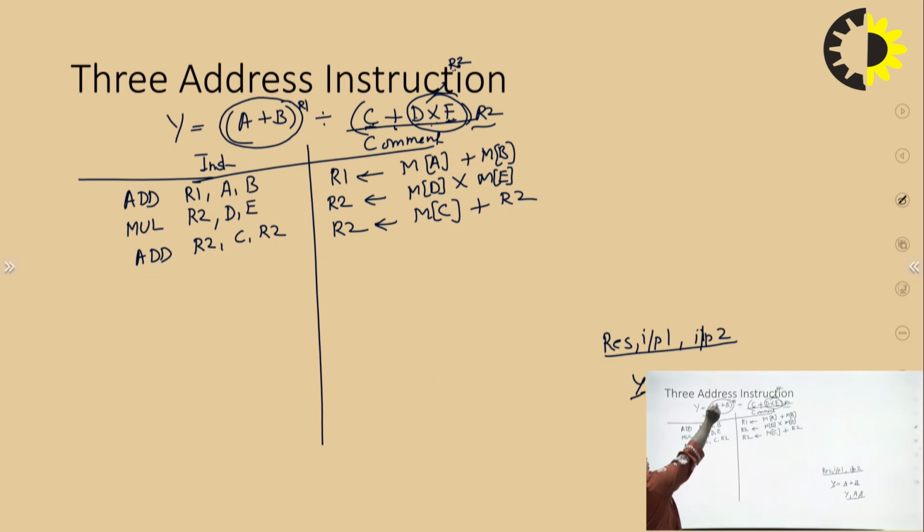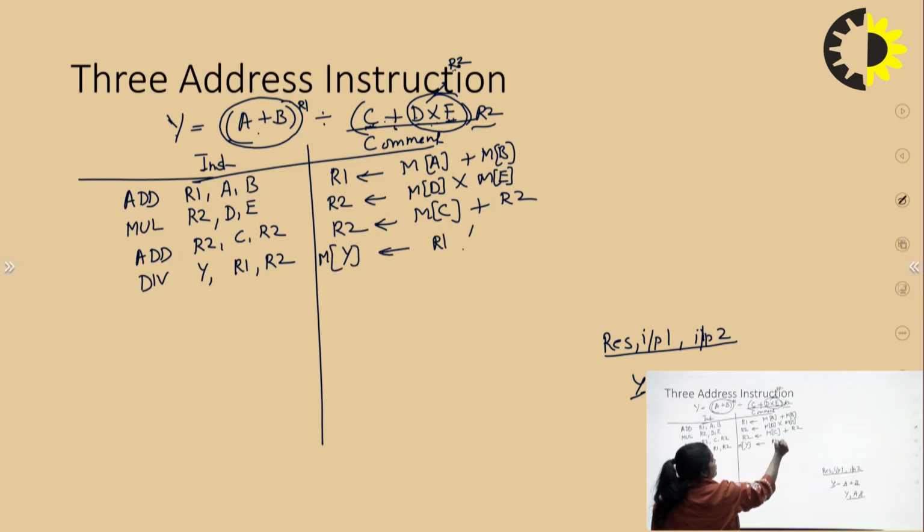Now again there is y equal to, and in both these relations there is a divide operation. So you can write it as DIV, and in this divide operation the result will be stored in y, and this A plus B is R1 and the next value is R2. So in the divide operation, M[y] is R1 divided by R2. So this is the 3 address instruction.